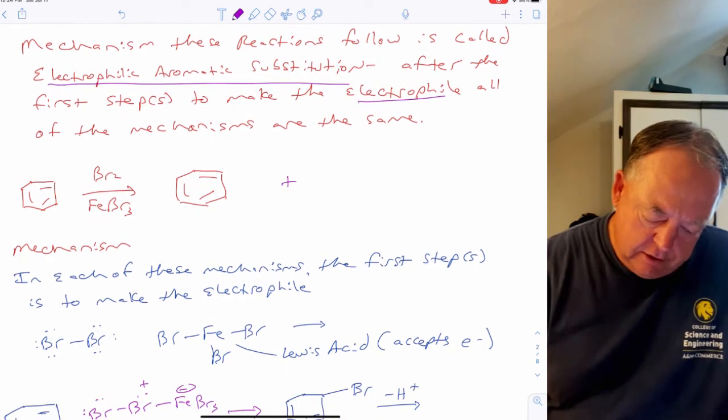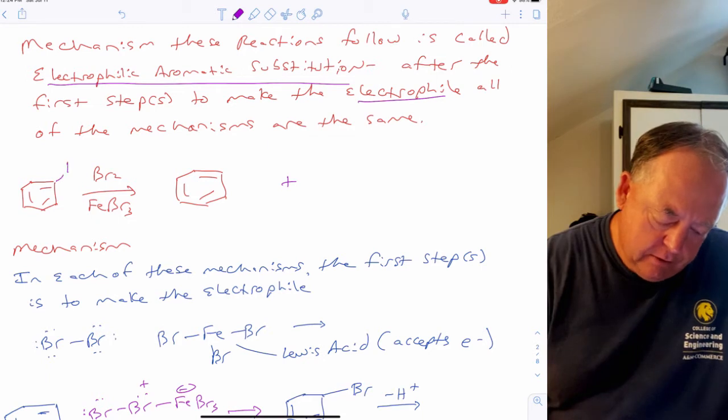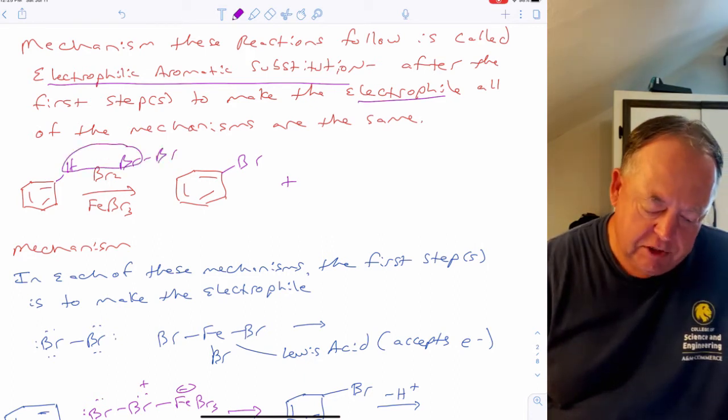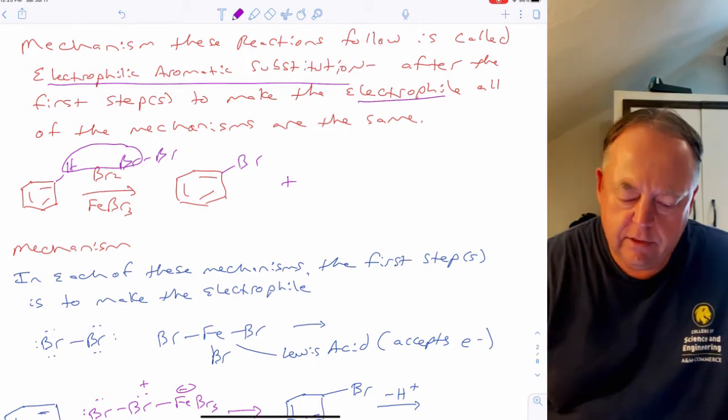Okay, so let's look at the mechanism. How do you put a bromine on the benzene? Again, Br2, FeBr3. Predicting the product is easy, right? You lose HBr and then attach the other bromine to the benzene ring.